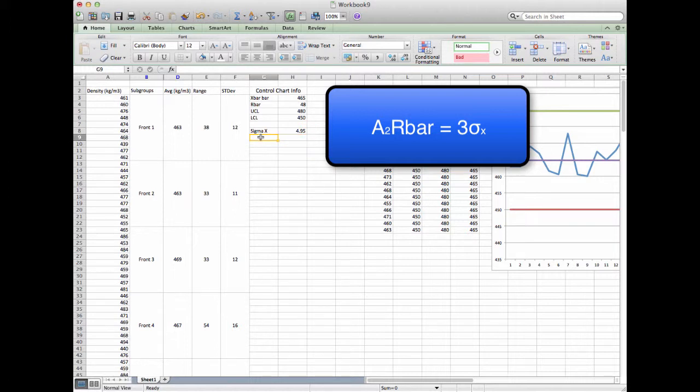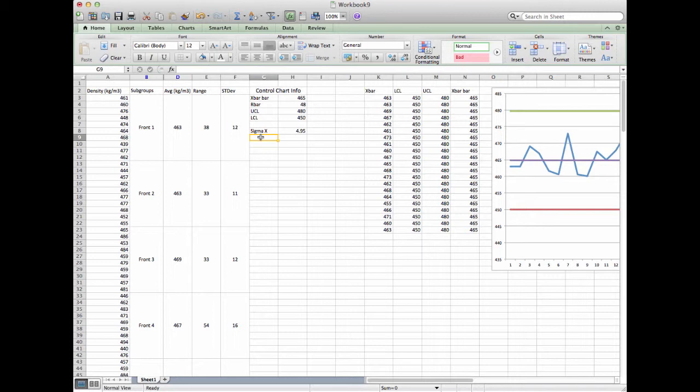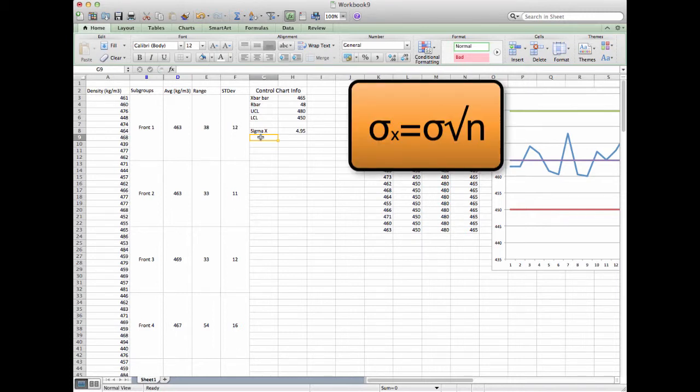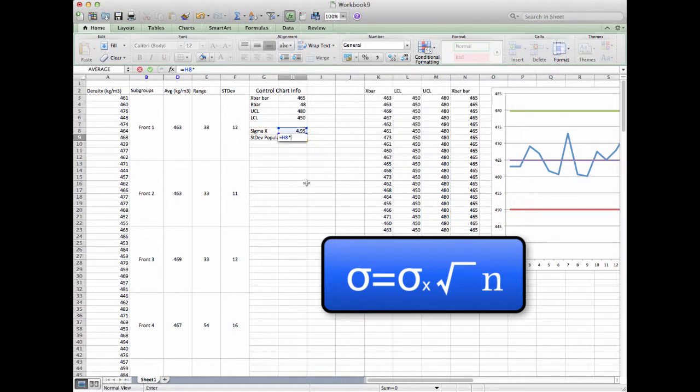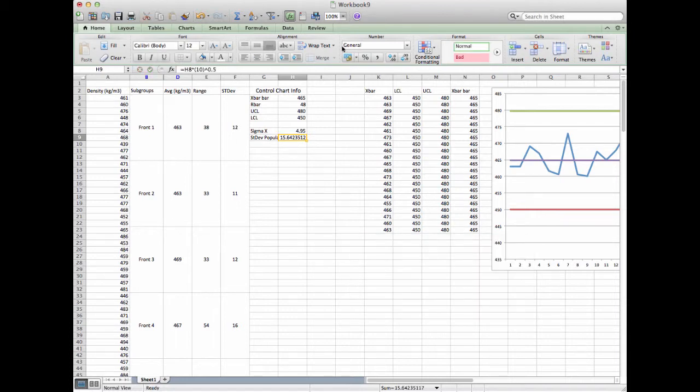To calculate sigma, the standard deviation of the population, I now need to rearrange this formula of the standard error of the mean. Rearranging that, standard deviation of the population now becomes sigma x times the square root of n. N is 10, my subgroup size is 10, so I take the square root of 10, multiply it by sigma x, and the value I have for the standard deviation of the population using the standard error of the mean is 15.6.